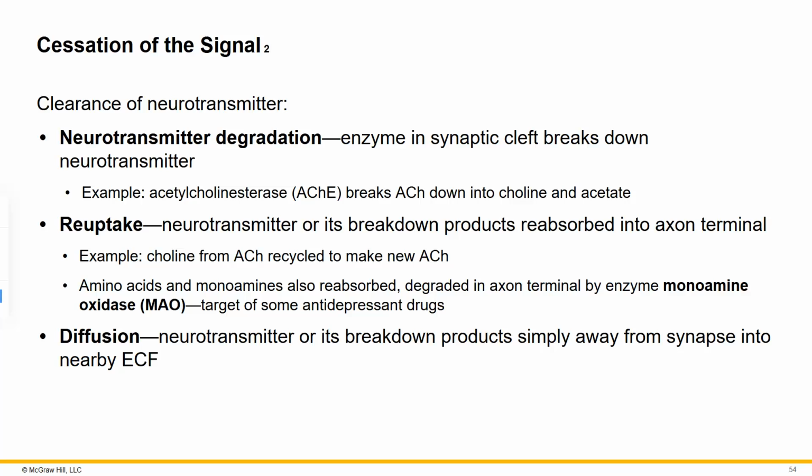The main ways are going to be neurotransmitter degradation. There are enzymes in the synaptic cleft that break down the neurotransmitter. An example would be acetylcholinesterase, which breaks down acetylcholine into choline and acetate.